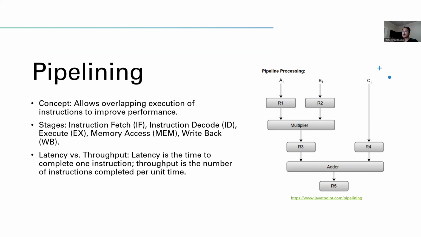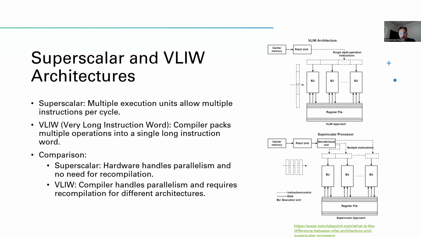Over here we have a pipelining process, showing how it goes. It goes through two inputs and then into a multiplier and then to an adder, and then it gives us one output, and it also has another input on the other side. This is just a pipelining process example.